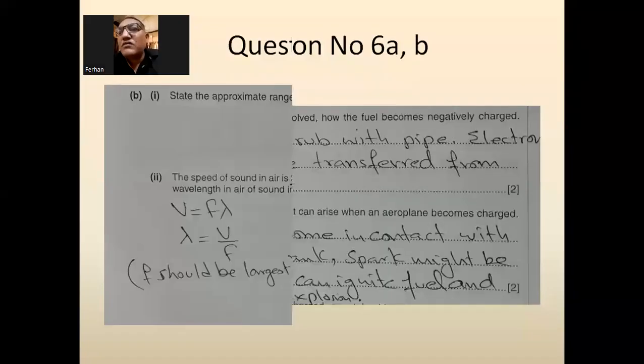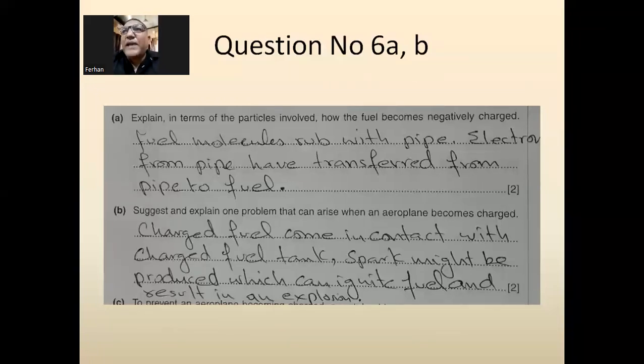So the fuel molecules rub with the pipe, and electrons are transferred from the pipe to the fuel. Then it says, suggest and explain one problem that can arise when an aeroplane becomes charged. If the body of the aeroplane becomes charged and the fuel is also charged, when the fuel comes in contact with the charged fuel tank, there will be sparks. Those sparks can ignite the fuel and result in an explosion.